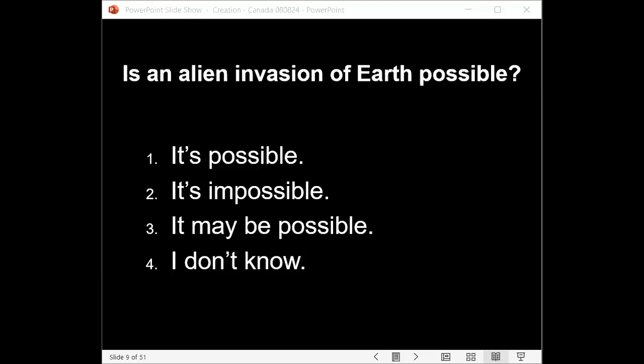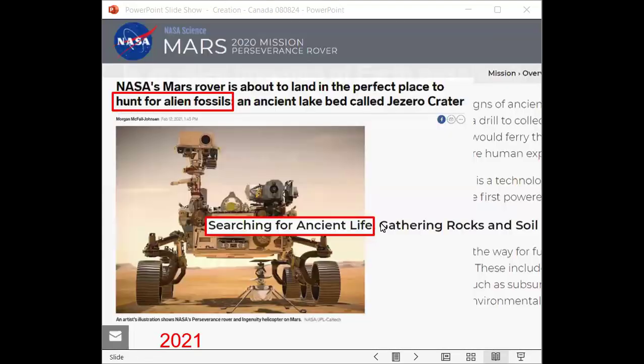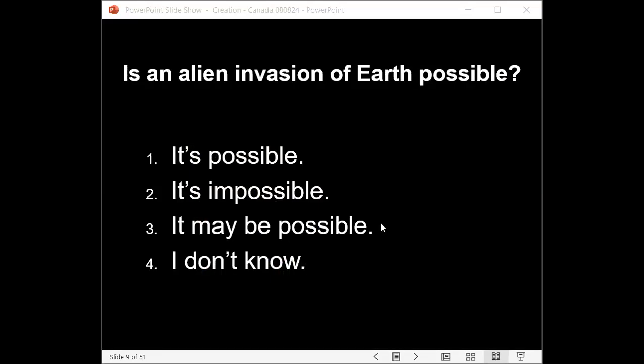Now let's assume that evolution is true. Then there may be highly evolved aliens out there. I know many of you still believe it. Here's my question. Is an alien invasion of Earth possible? This is a multiple choice question, so you can use your hand, okay? So please show me your answer.